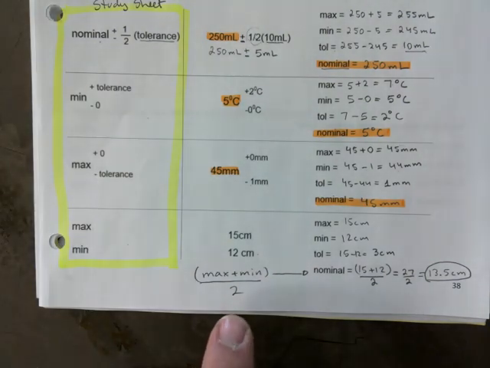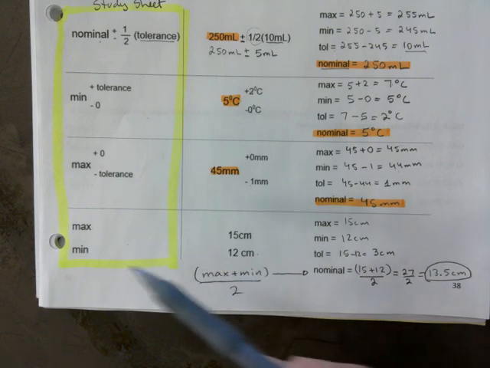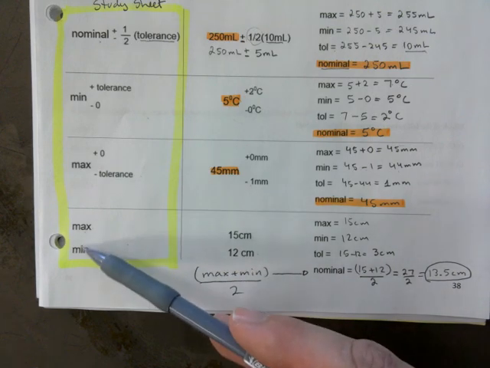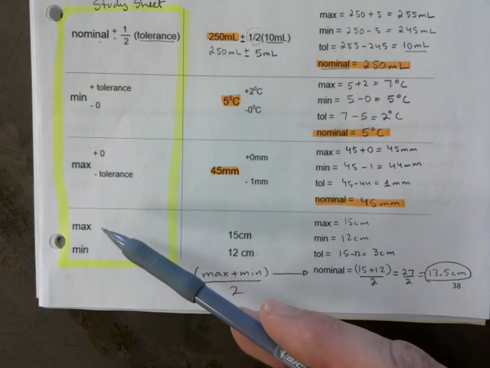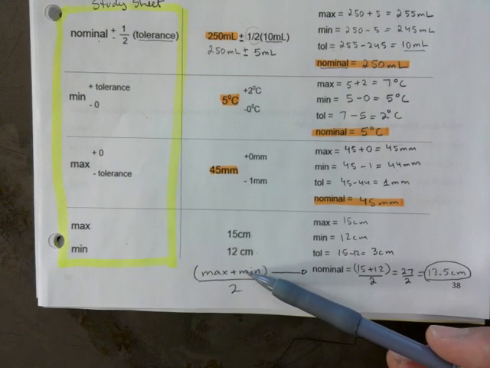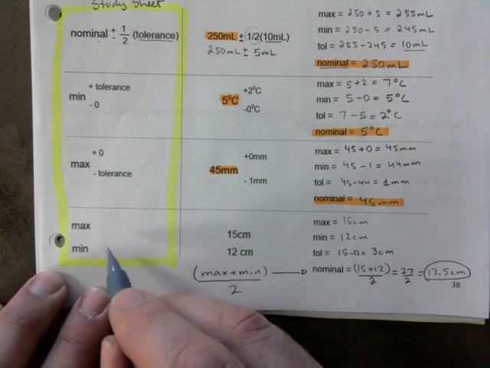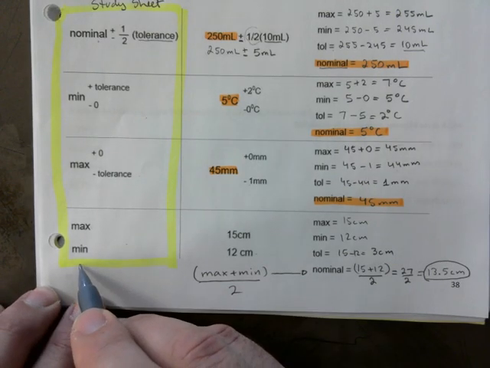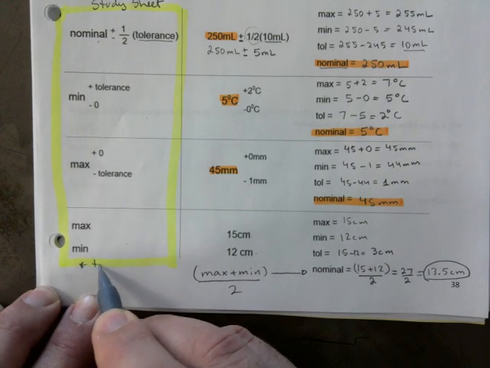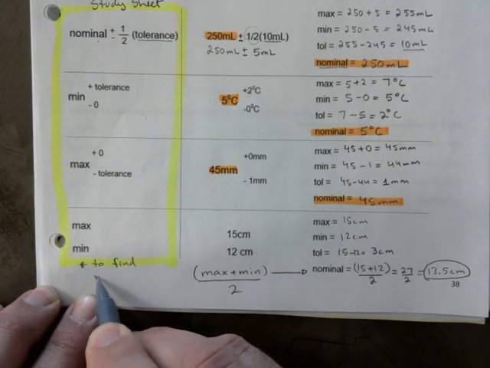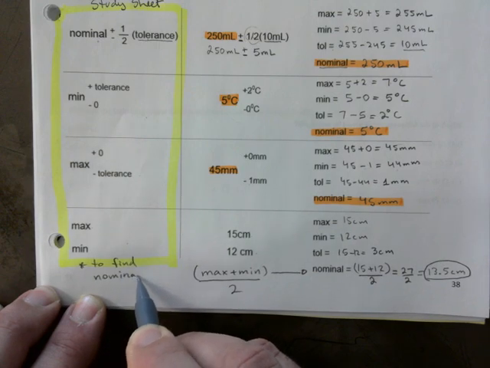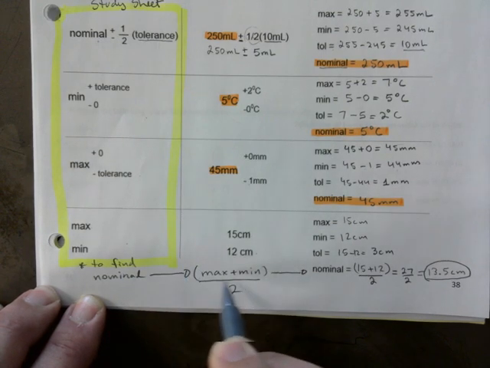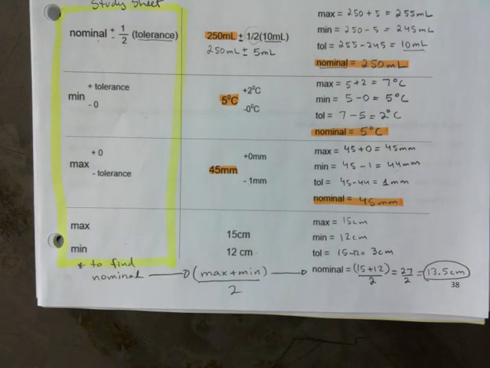When you write this on your study sheet, just say to find nominal, do this, right? We do this, which in turn gives us the nominal. Okay, that's the only time you have to do that. All the other three formats you don't have to worry about.